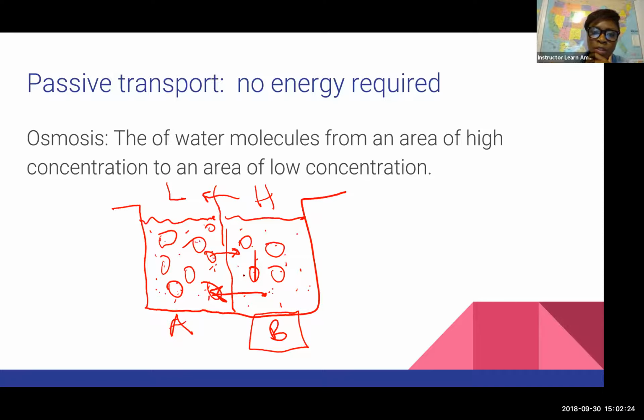So once again, in osmosis we're thinking of the movement of water molecules in a solution, a mixture, from an area of high to low. Whereas in diffusion, we're looking at the molecules themselves, like oxygen or sugar, moving from an area of high to low.